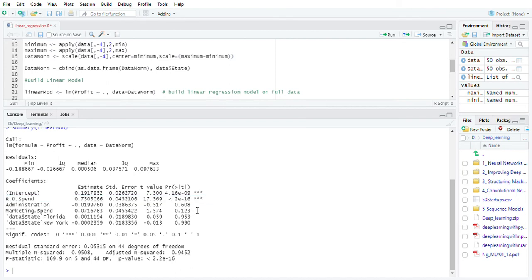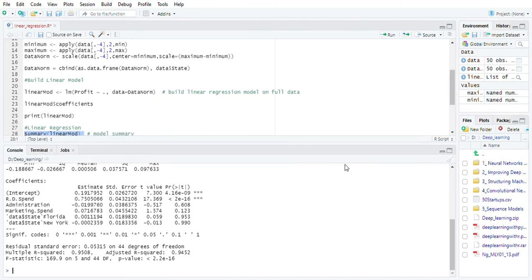And regarding this one, administration has a big value. It's 0.6. So it means increasing or decreasing the administration will not have much effect on the profit, etc. This is the idea of this table.